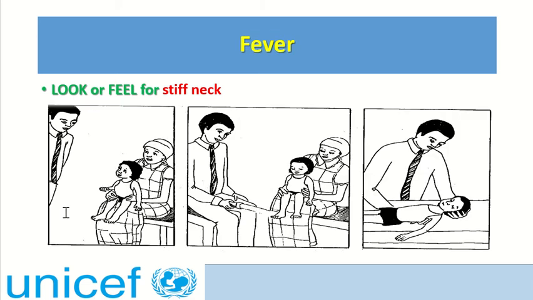As you note in this picture, we have three possible scenarios. One, an active child looking around up and down, and by this way you exclude the stiff neck. The other one, you just try to get his attention, and by this way make him move his neck. Otherwise, if he's unconscious or lethargic, you can use this technique as mentioned before.